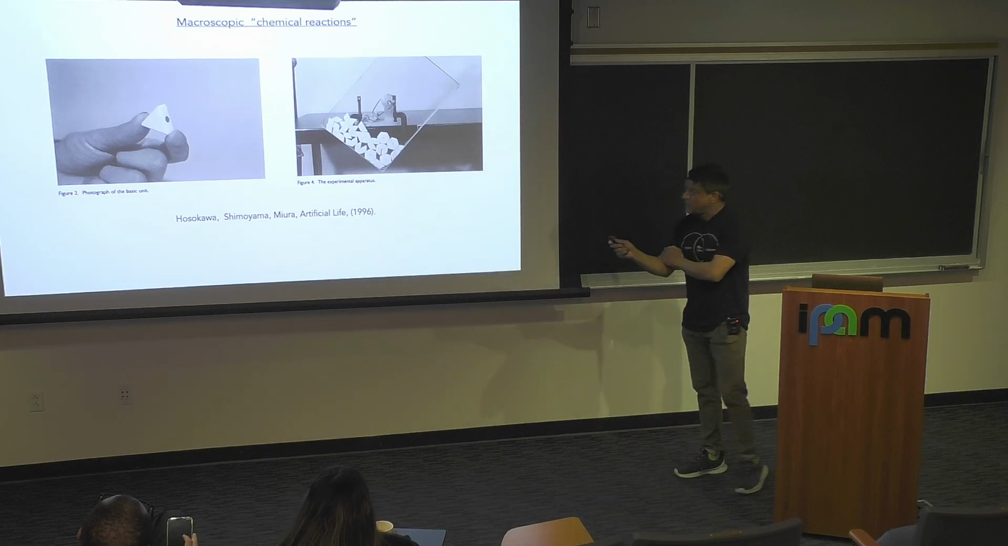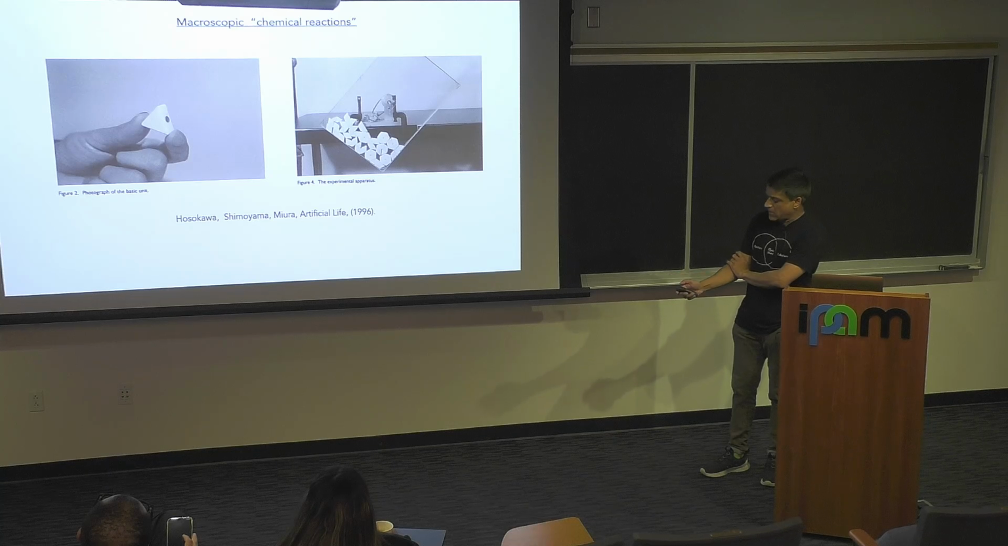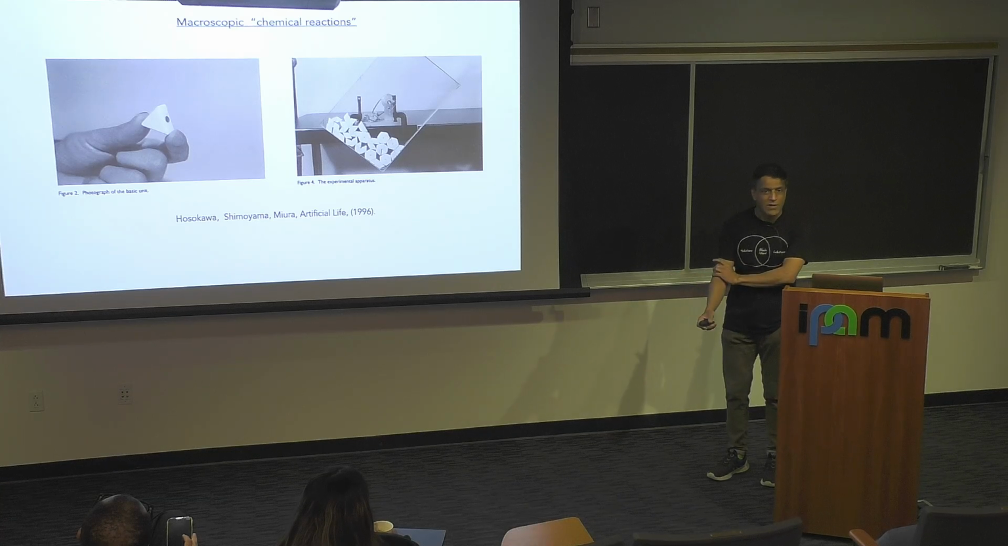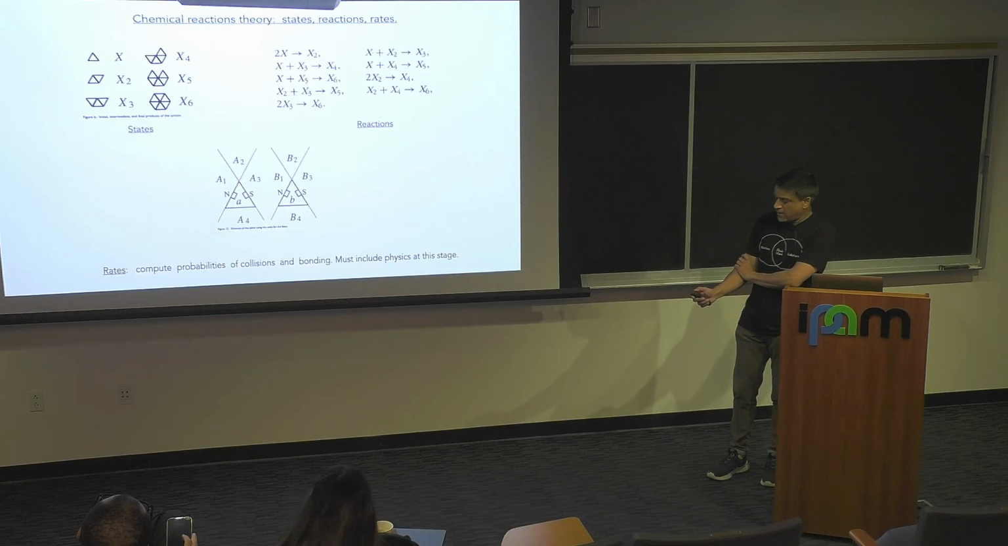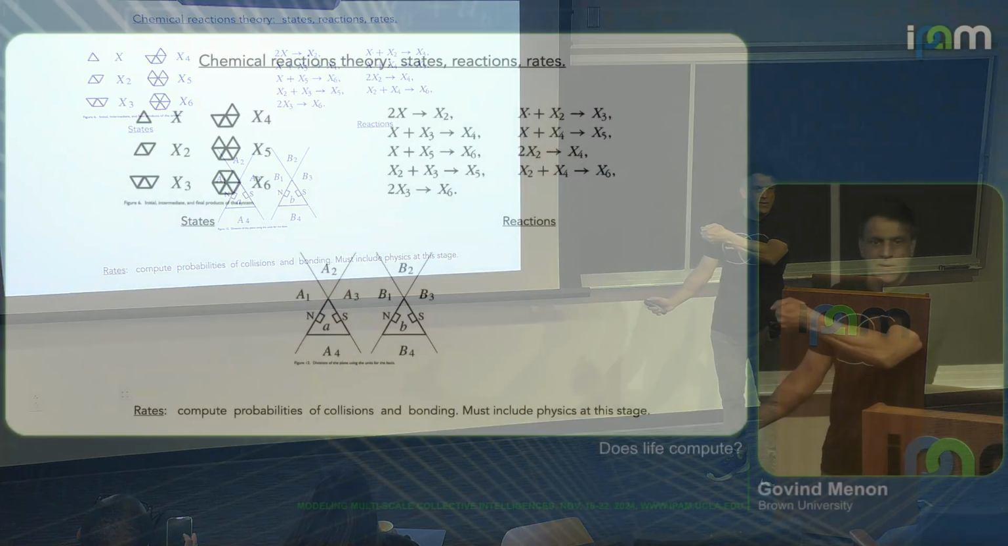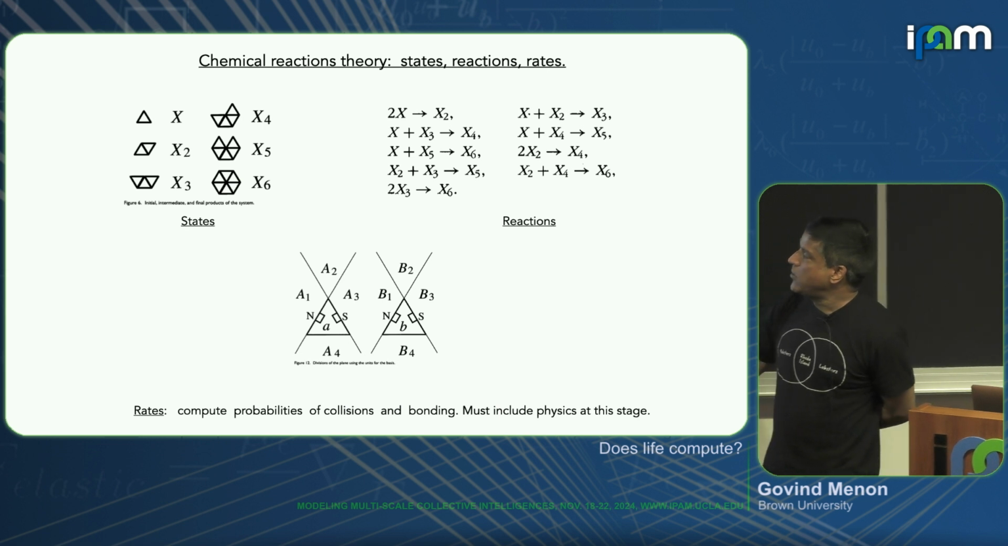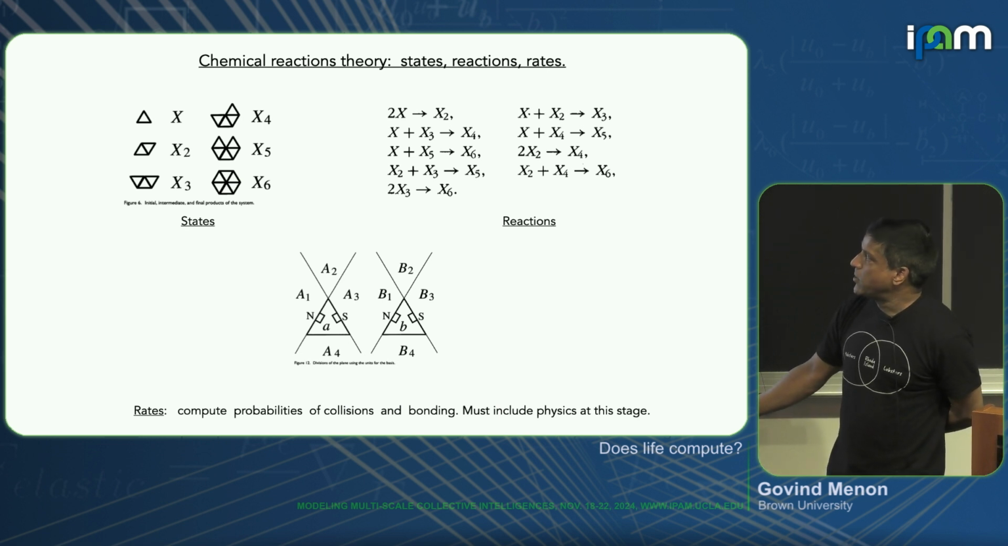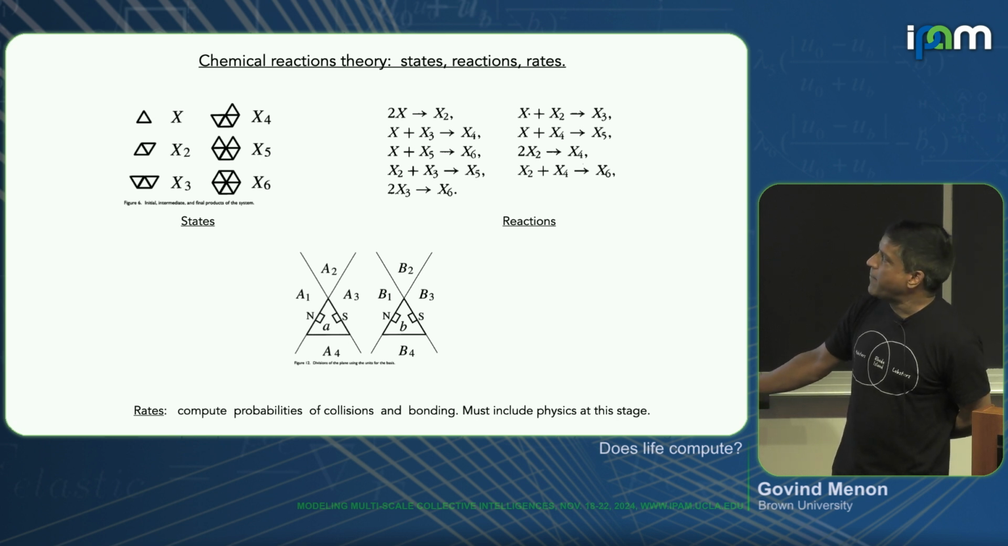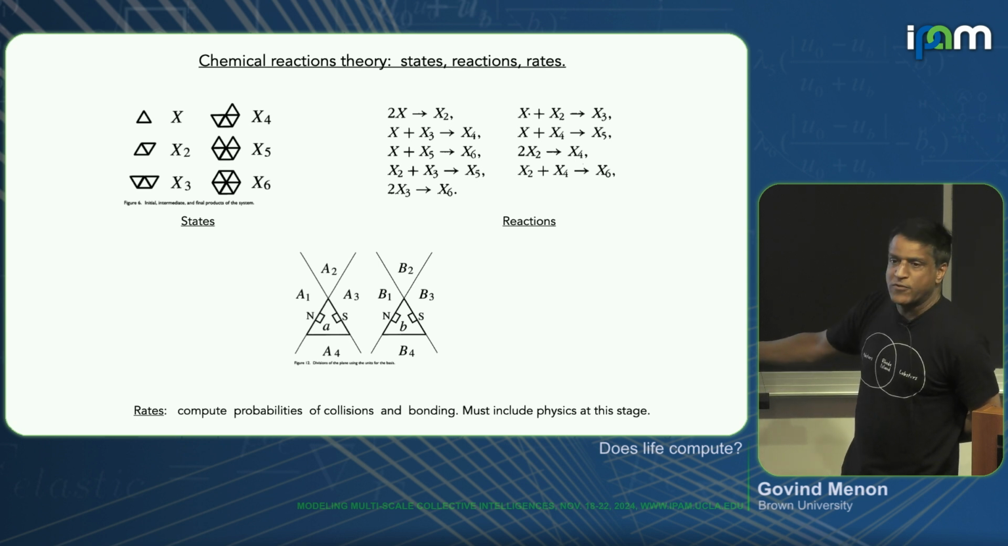Okay, so this experiment is very interesting because somehow you're doing chemistry without doing real chemistry. And you're doing chemistry in the sense that you have chemical reaction theory. Chemical reaction theory says that you break up the process of assembly into partially formed pieces. You have chemical reactions that tell you how you go from one state to the other. So take 2 units of X, and you'll get X2. Take a unit of X, take a unit of X3, you'll get X4. So you make a bunch of reactions.